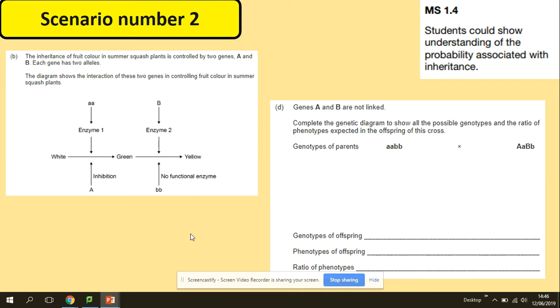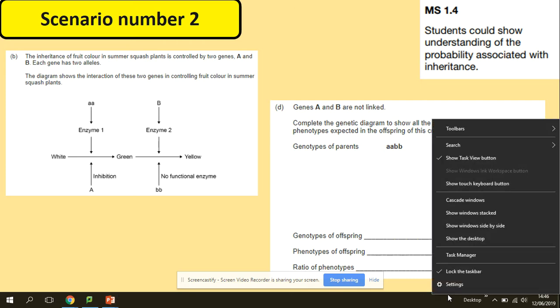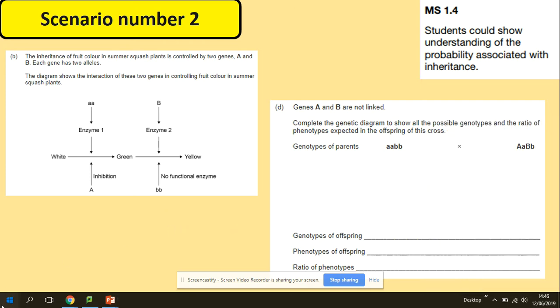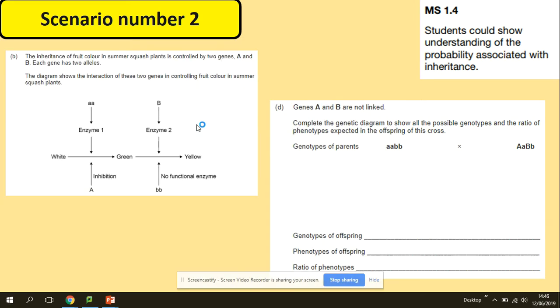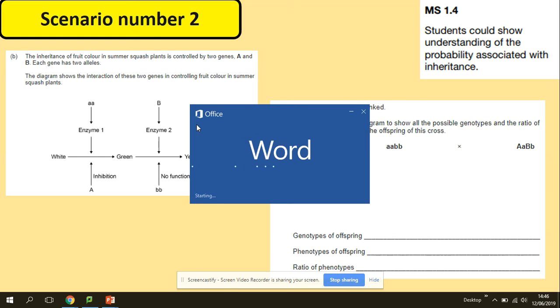So we need to complete the genetic diagram to show the possible genotypes and the ratio of phenotypes expected in the offspring of this cross. I can't write on this because I can't hide this tool. I'm not sure how, but let me just open the Word document if I can. Right, and we can do it in the Word.